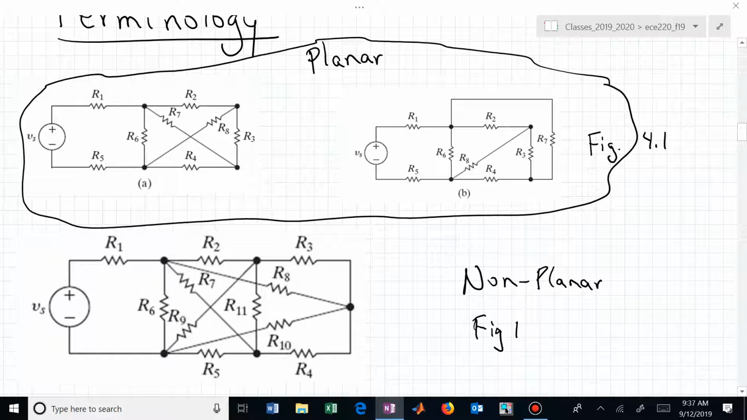This is now figure 4.2. And you see, no matter how you pull and stretch wires in the circuit associated with figure 4.2, you're going to have some crossing occurring. You can't eliminate it. You can't draw it on a plane and not have some of the wires crossing. In a planar circuit, you can do that. You can draw this on a plane and you don't have any wires crossing each other. That's a planar circuit in contrast to a non-planar circuit.